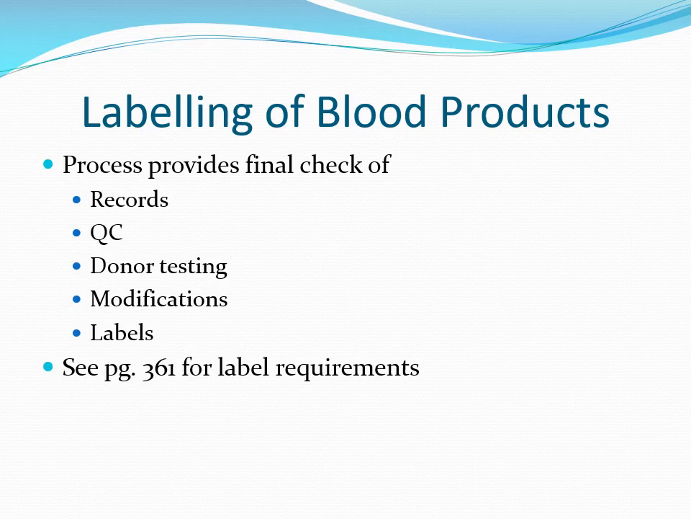And we can also have some special testing done. Here is where, if we needed to have antigen negative red cells, they would show up on the label, or if you had CMV testing done, it would say negative for antibodies to CMV.